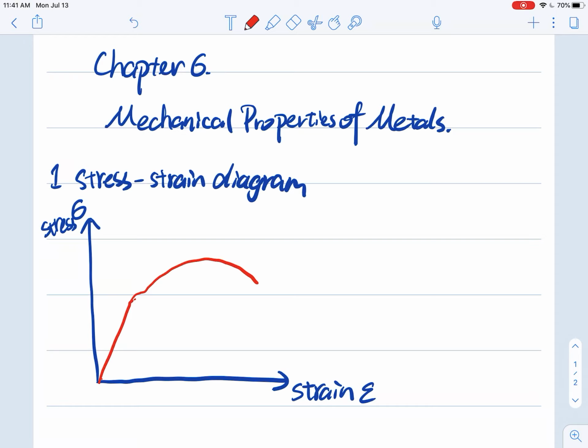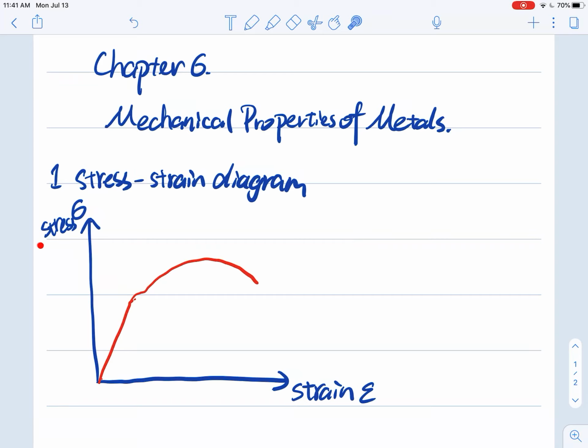In chapter 6, we're going to learn mechanical properties of metals. The first concept we're going to learn is called the stress-strain diagram. This is one of the most important diagrams to show you the stress-strain behavior of a given material. Let's first look at an example of such a diagram.